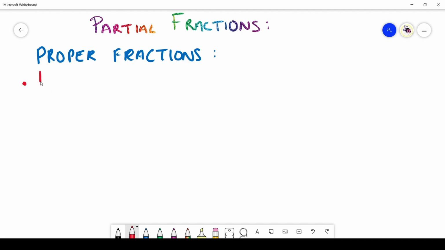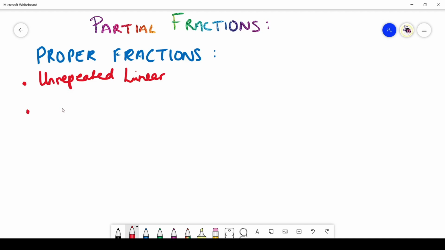All right, the first type is called the unrepeated linear. The unrepeated linear type of partial fraction, meaning that this is going to be what you're going to be seeing on your denominator. Of course, when we start to do examples, you guys will begin to understand exactly what I'm talking about. Okay, so proper fractions, you'll be getting a type called unrepeated linear.